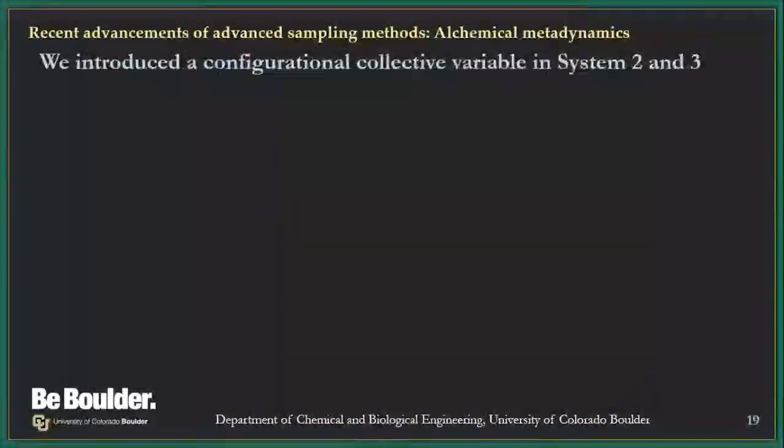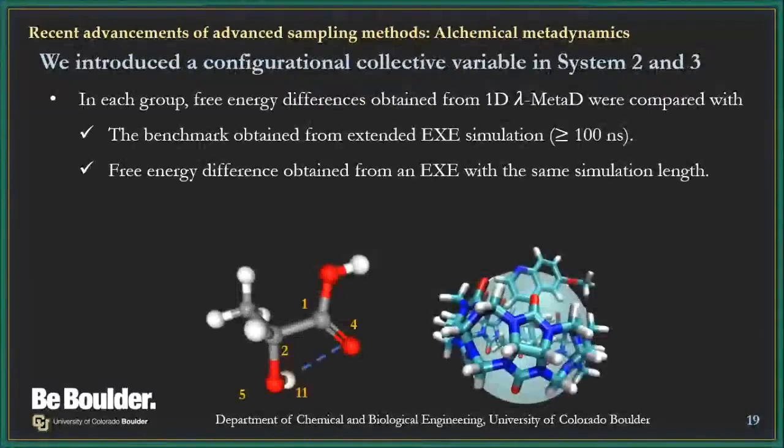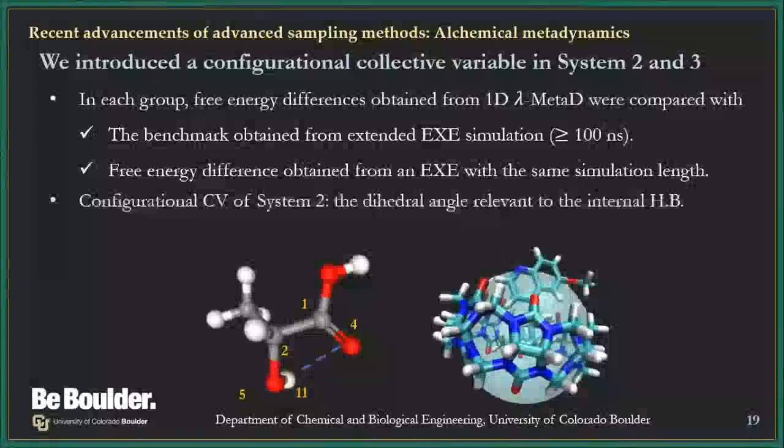And to validate our implementation for each test system, we compute the free energy difference between the coupled and uncoupled states from alchemical metadynamics. Specifically, we compare these results with two values. The first one is the benchmark obtained from a long expanded ensemble simulation, and the second value is the free energy difference obtained from an expanded ensemble with the same simulation length as the alchemical metadynamics. Particularly in system 2 and system 3, we introduced a configurational collective variable to see if the sampling was able to be further facilitated.